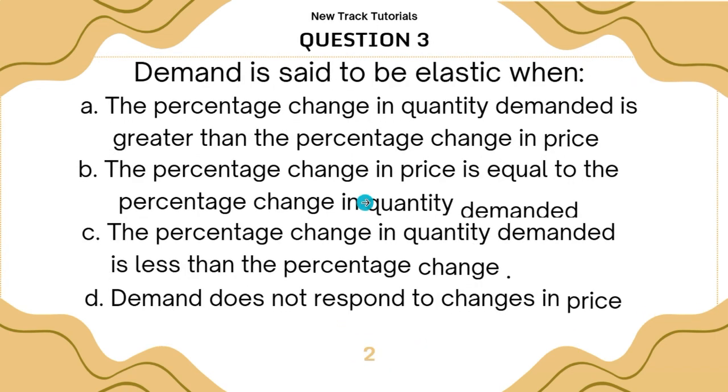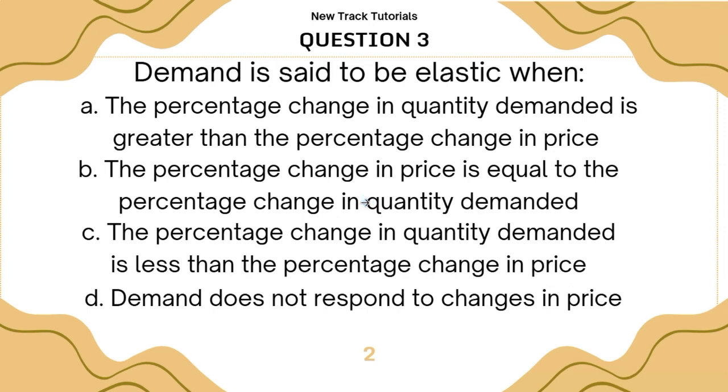Question number 3 says, demand is said to be elastic when A, the percentage change in quantity demanded is greater than the percentage change in price. B, the percentage change in price is equal to the percentage change in quantity demanded. C, the percentage change in quantity demanded is less than the percentage change in price. D, demand does not respond to any changes in price. So which is the best option?